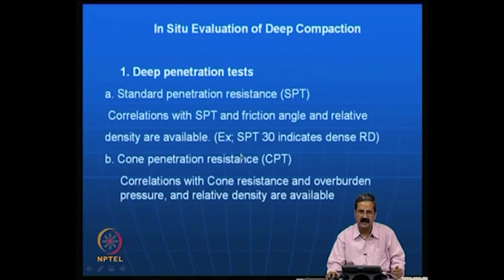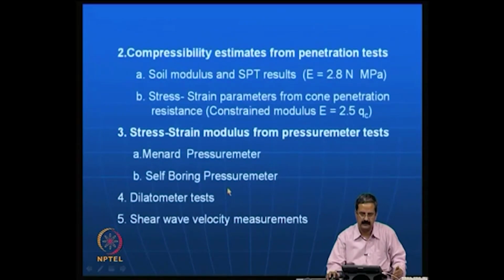Here again you have correlations with cone resistance and overburden pressure. The higher the overburden, the higher the resistance and the higher the relative density. There is literature available which will clearly tell you if the density is very good. Then, as I just mentioned, there are compressibility estimates from penetration tests.